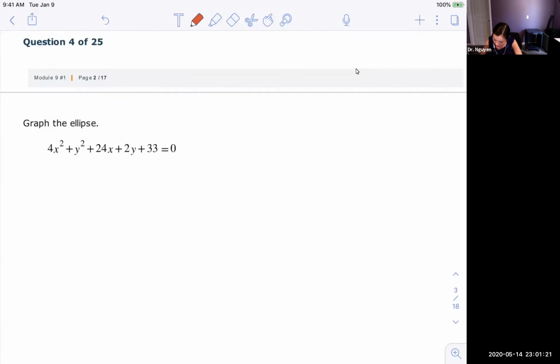So first I'm going to group them all together. So x goes with x, y goes with y. So 4x squared plus 24x plus y squared plus 2y. I'm going to move 33 to the other side. Okay. All right. So the next thing we need to do is factor out, because like I said, we cannot have anything other than 1 for the coefficient.